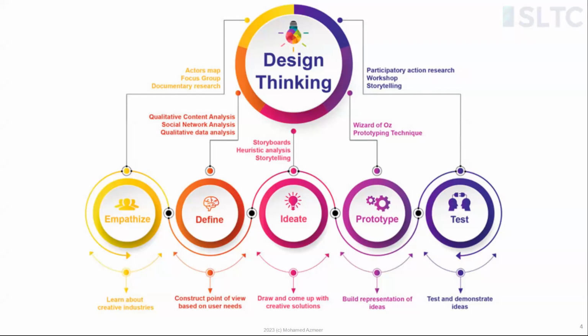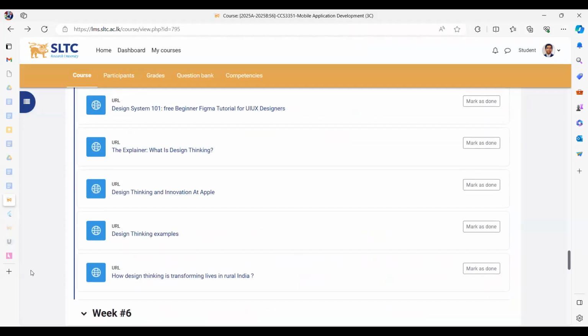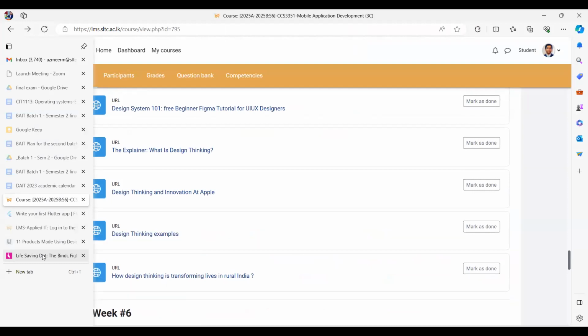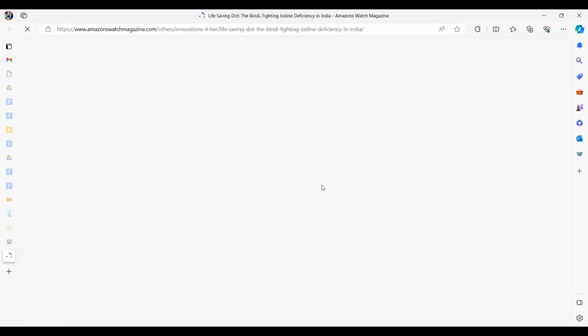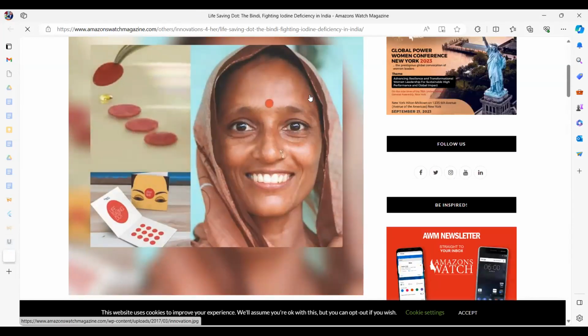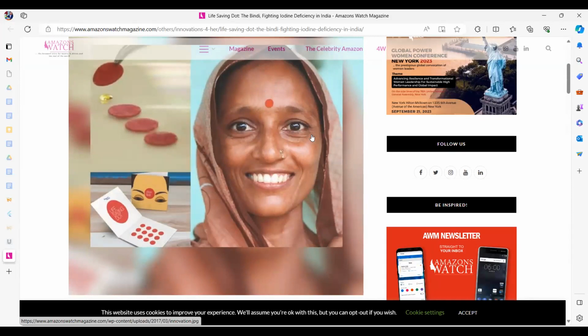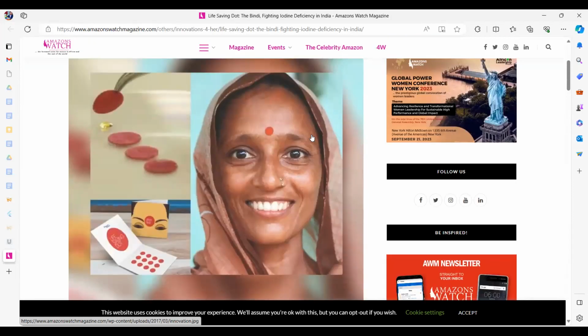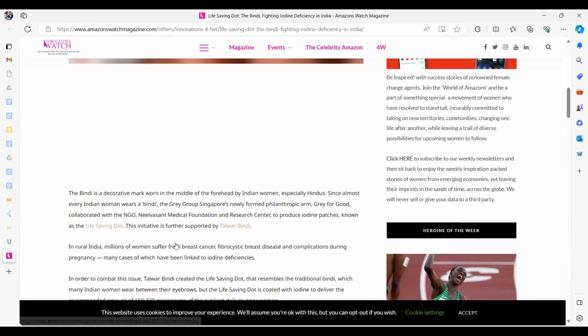So if you look at our website, I've shared that. It's called the life-saving dot, the bindi, right? So here's the solution, right? And you don't need to force anybody. It's no pill, nothing, and it comes just like any other bindi packet.